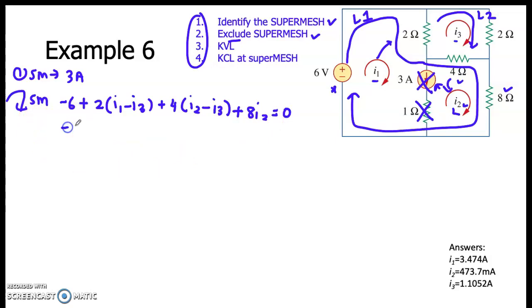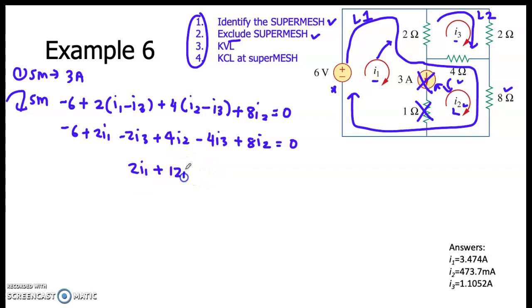Okay, so let's try to simplify this one. It becomes minus 6 plus 2 I1 minus 2 I3 plus 4 I2 minus 4 I3 plus 8 I2 is equal to 0. Then you simplify further, making the sequence correct: 2 I1 plus 12 I2 minus 6 I3 equal to 6. So you got equation number 1. That is the KVL at the Supermesh.